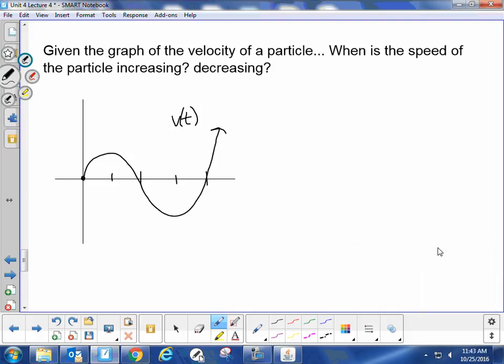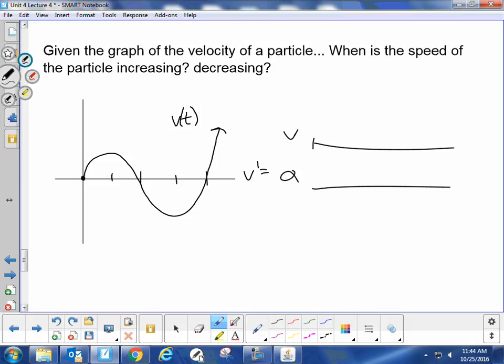I could ask, given the graph of velocity of a particle, when is the speed of the particle increasing or decreasing? Well, this is just like given f prime, what is f doing? We can examine both the signs of velocity and the signs of acceleration, knowing that acceleration is just going to be the derivative of my velocity.